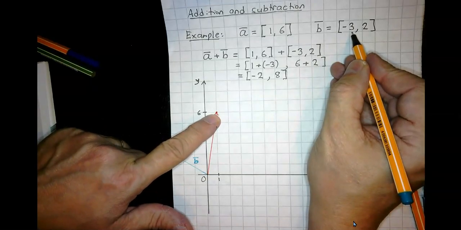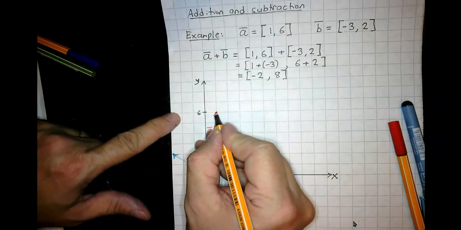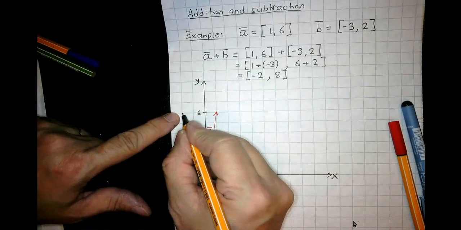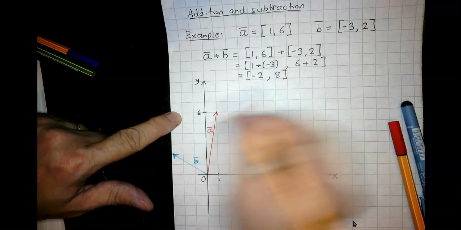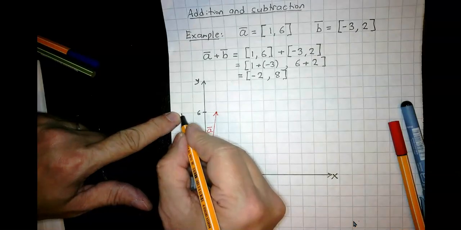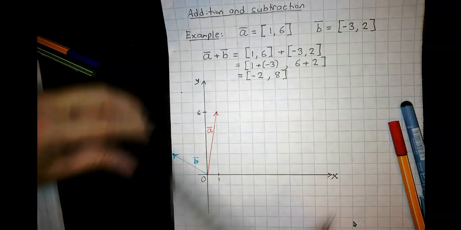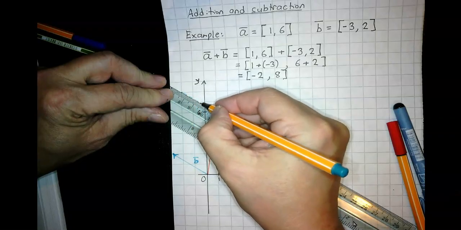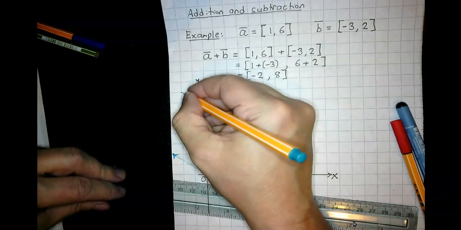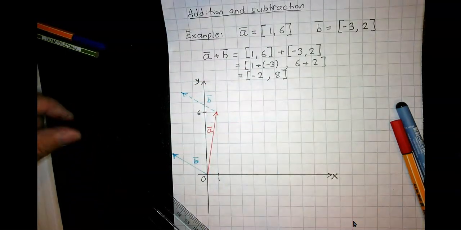-3 in the horizontal direction and 2 in the vertical direction, where do we end? We are moving 3 units to the left, because it is -3, and then 2 units upwards. So -3 and 2, we will end up there. So I will use this kind of line here. So this is the B vector here.